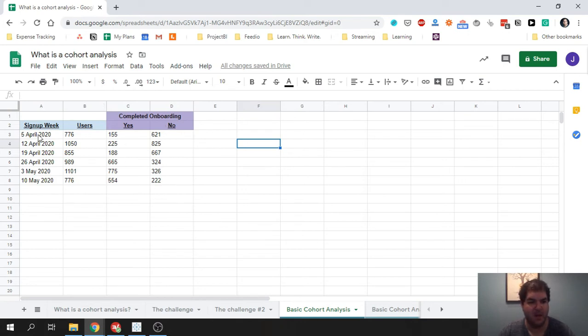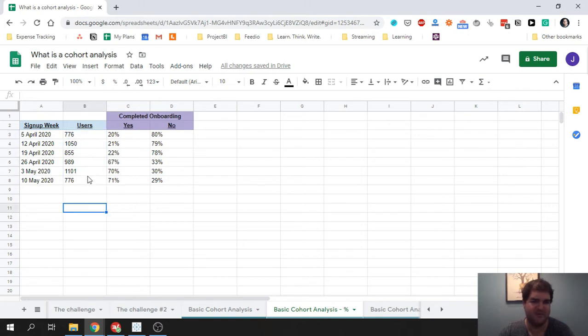So if we look over here in the first row, the 5th of April, in that given week, we have 776 users in that cohort, and out of them, 155 completed onboarding. So these two cells equal this cell, right? So we're taking the population, and then we're determining the conversion rate in absolute terms. So here we have absolute numbers. A better way to look at cohort analyses is in percentages. We still want to see the absolute, because if these numbers were very, very low, then it's not going to help us. We can have too much variance. But since we have hundreds of users in given cohorts, this is fine.